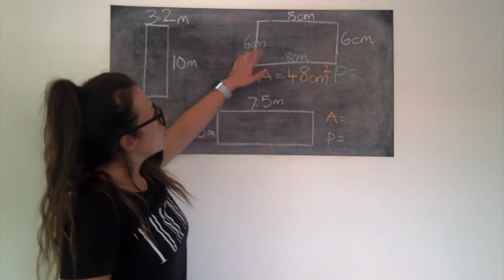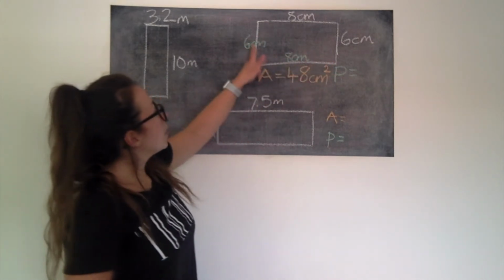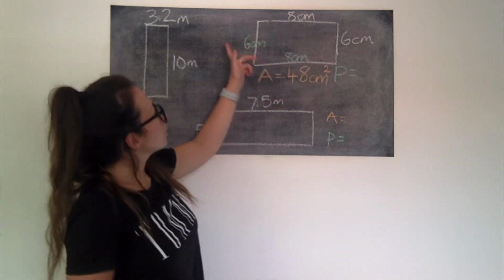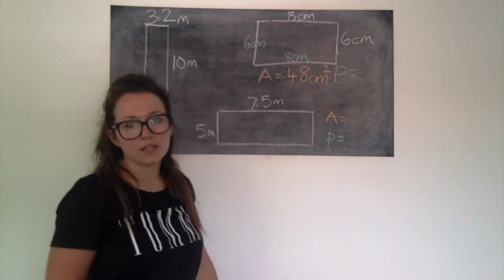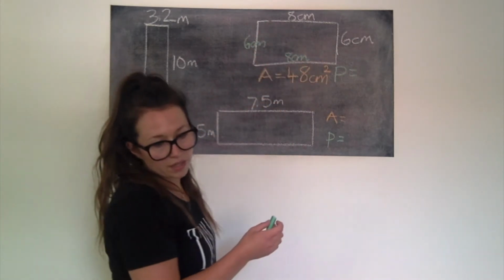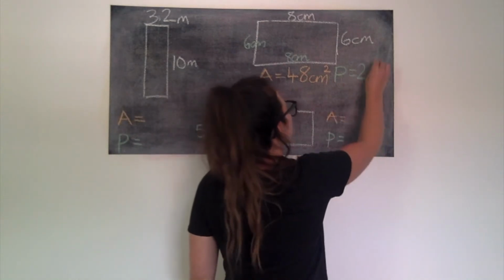So now all we need to do is add all of these numbers around the outside together. So 6 add 8 add 6 add 8. And the answer that you should have got is 28 centimetres.